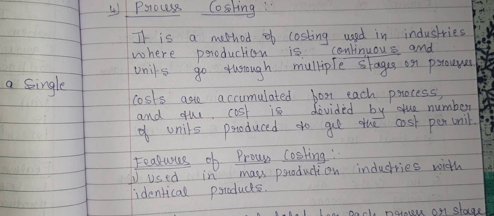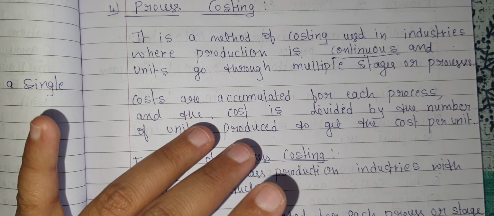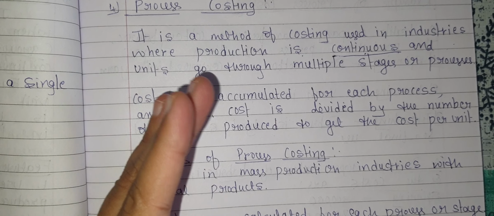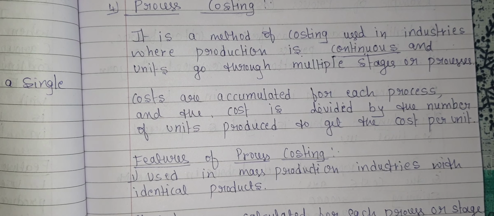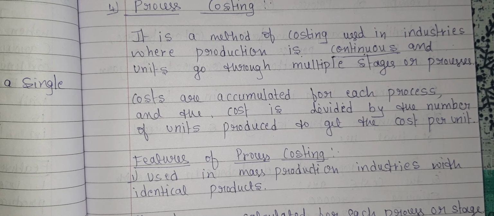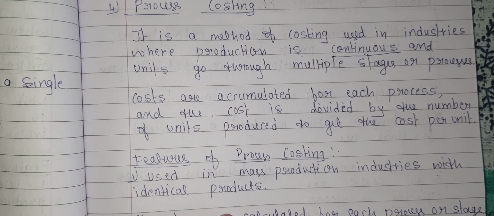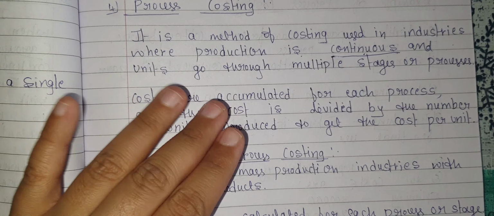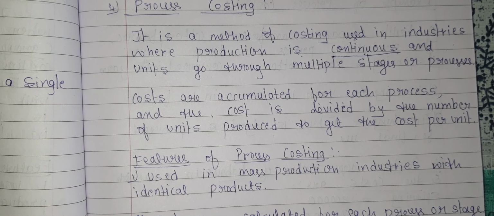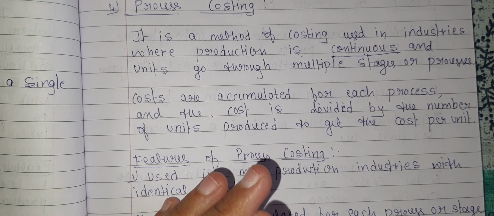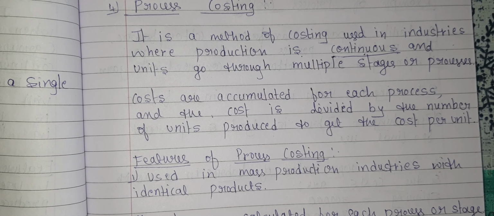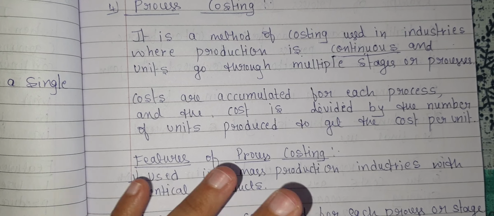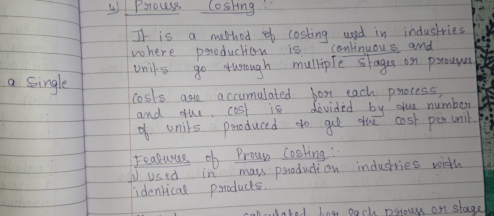Clear? For example, take a cement factory. It continuously produces cement without stopping. The raw materials like limestone and clay go through multiple processes like crushing, heating and grinding to make cement. These are the processes of cement manufacturing.